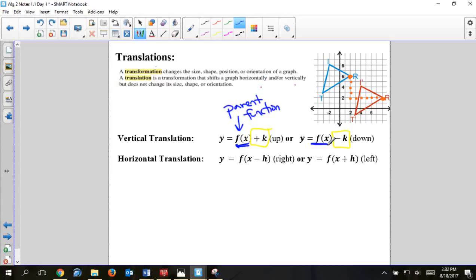Horizontal translation is a little bit more confusing. You see how it has a parenthesis? If it's a horizontal translation, you will know when you look at the equation, there's probably going to be a number being added or subtracted inside of a parenthesis.